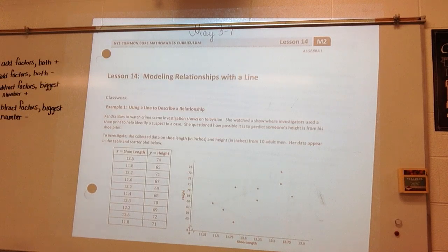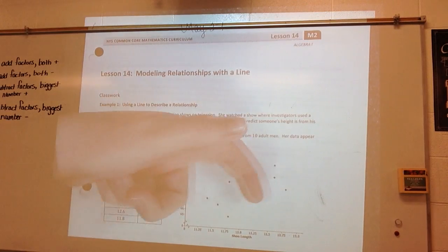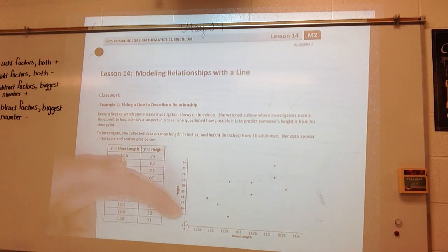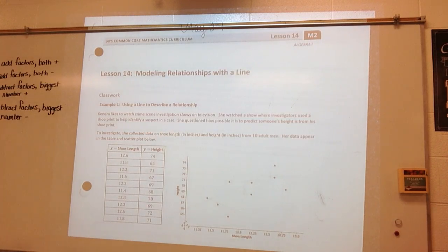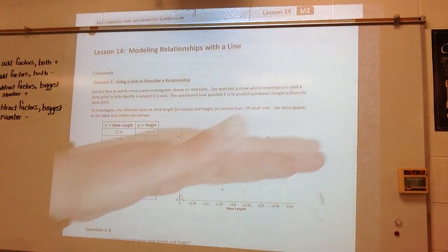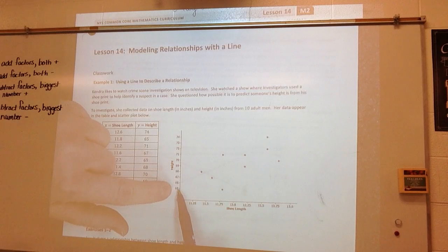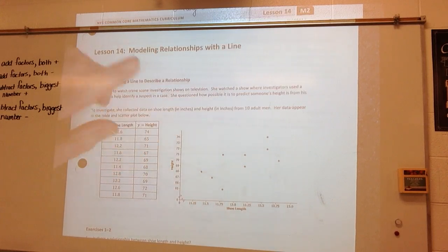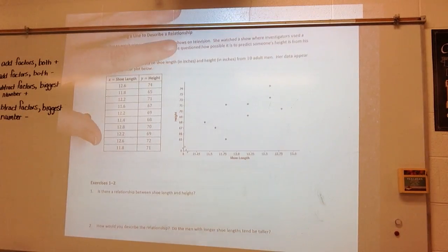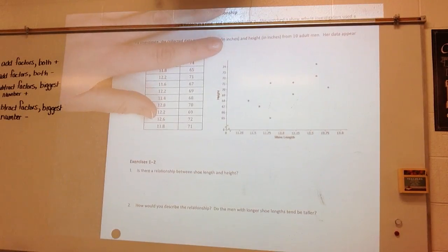All right, so let's go ahead and answer a couple of questions about this. Is there a relationship between shoe length and height? Do we see a relationship between the height of men and their shoe length? Yes, it's not a strong relationship, but it appears that as the men get taller, their shoe size appears to be bigger. All right, so it does look like there is a relationship.